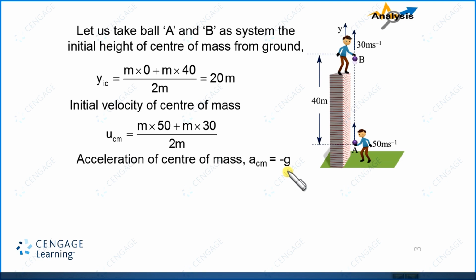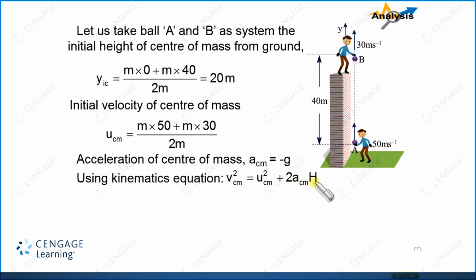Now we know, for the constant acceleration case, we can apply kinematics equations, right? So here we can apply the equation v square equal to u square plus twice a s, because we are required to find the maximum height reached by the center of mass. We know the initial velocity of the center of mass, that is U CM. We know at the maximum height the center of mass velocity should be 0. So we should use the kinematics equation, that is V CM square equal to U CM square plus twice A CM h. Here h is the maximum height reached by the center of mass of the two balls.